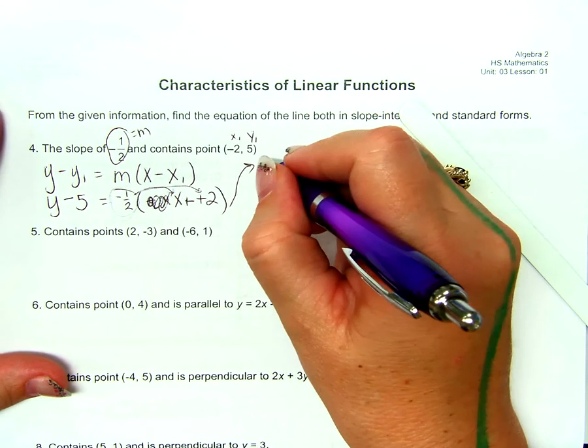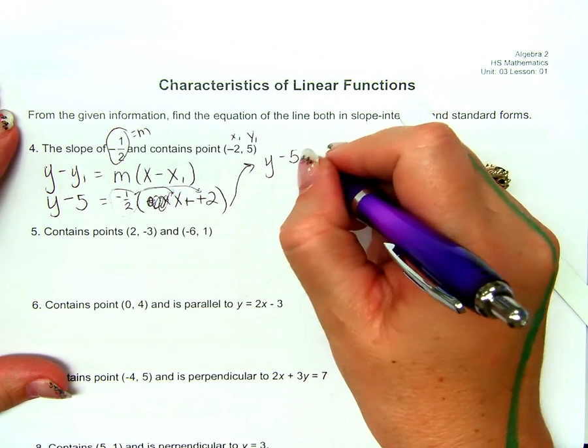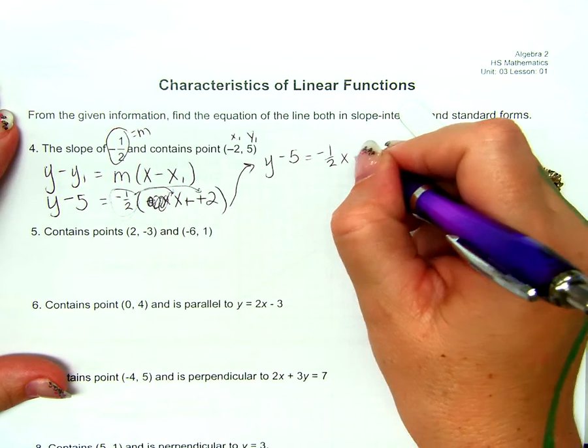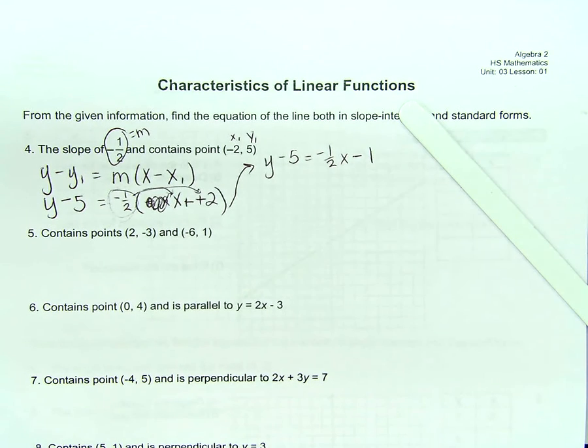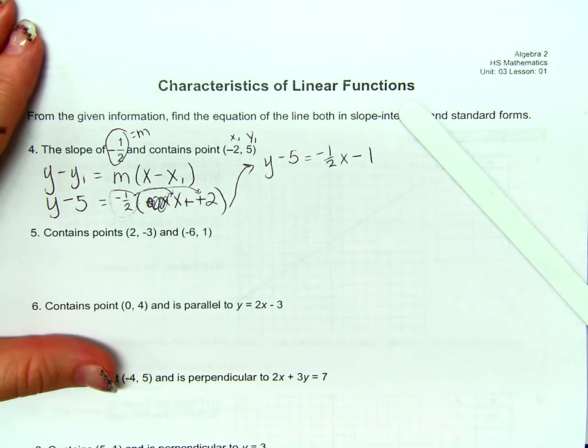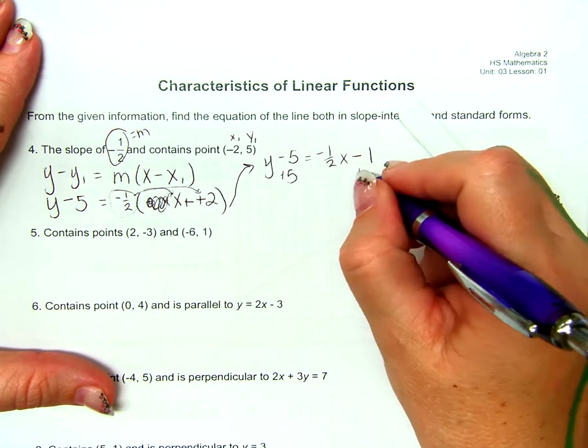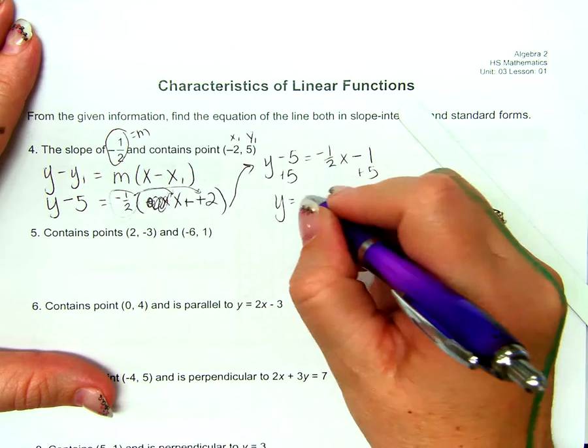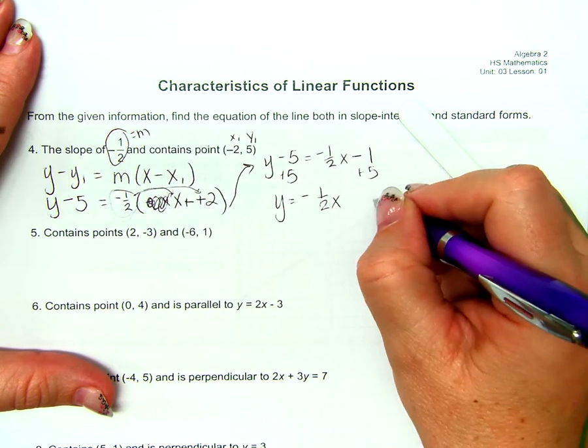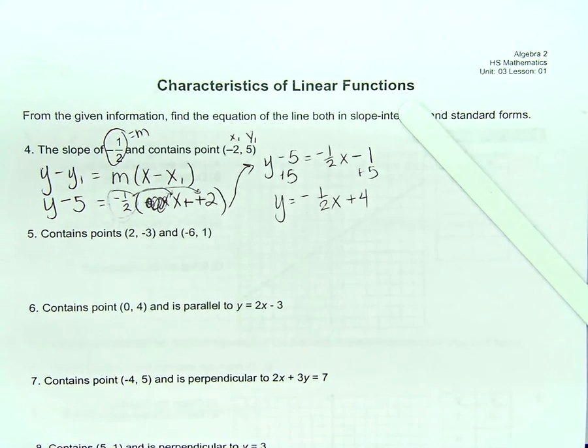Okay, so I'm going to write y minus 5 equals -1/2 x minus 1. Now, where did I get that? Well, half of 2 is 1, and it's a -1/2, right? What's left to do? We have to get the y by itself, so I need to add 5. Y equals -1/2 x plus 4. Any questions about that?